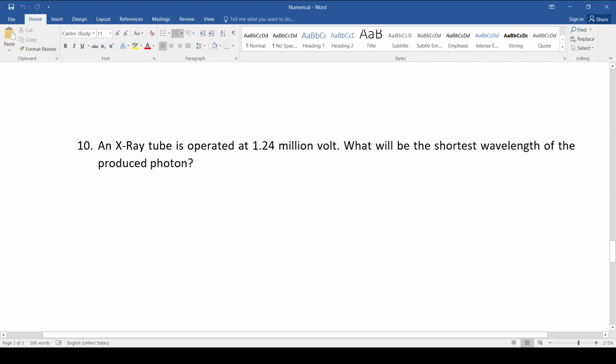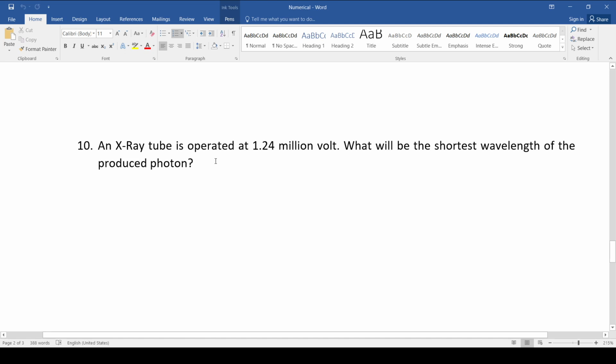So here also we are going to solve a question which was asked in JEE Mains 2021. Let me read the question, then we will discuss its solution. The question is: an X-ray tube is operated at 1.24 million volt. What will be the shortest wavelength of the produced photon?